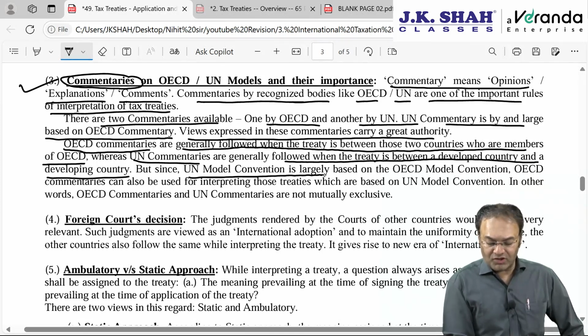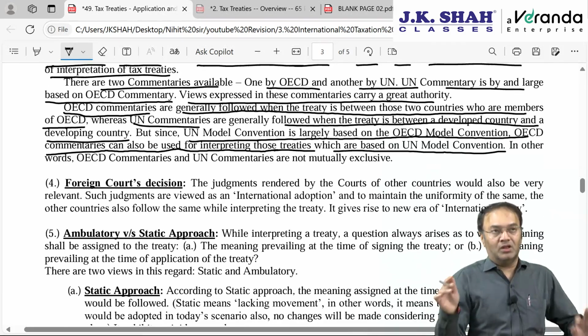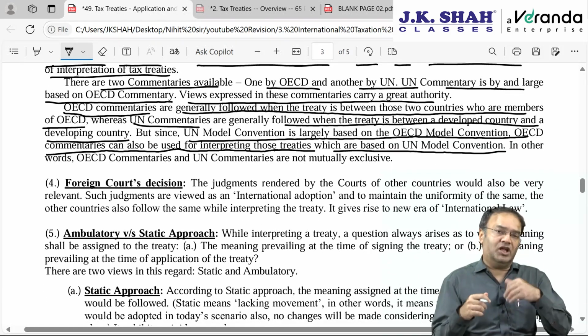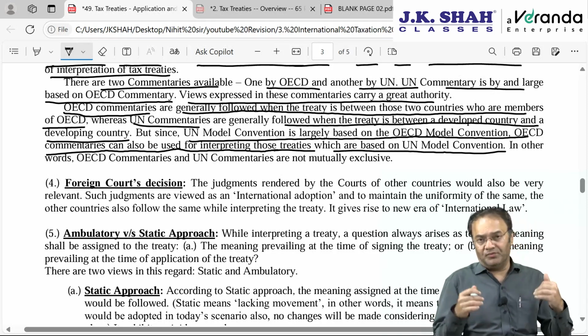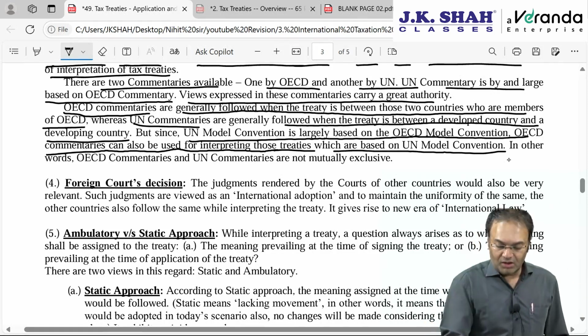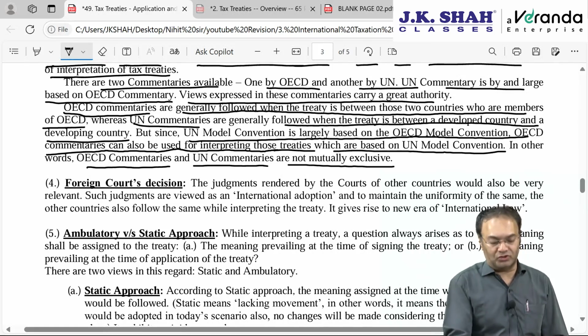Since the UN Model Convention is largely based on the OECD Model Convention, OECD commentaries can be used for interpreting those treaties which are based on the UN Model Convention. Those who are following the UN model can follow UN commentaries as well as OECD commentaries interchangeably. They are not mutually exclusive. In other words, OECD commentaries and UN commentaries are not mutually exclusive.